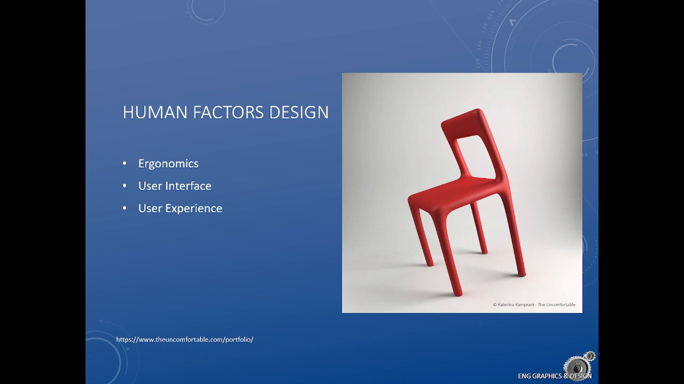User interface is interested in how I interpret the controls of the object. So if the object is more than something I just pick up and put down, but something I push buttons on, twist knobs, need to adjust and control, how do I do that? How do I interpret that control system in a way that makes sense? And user experience is the really big picture. What is my whole experience of an object or of a system? And usually user experience is more about a system.